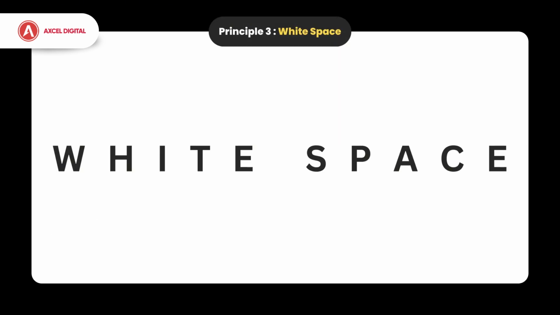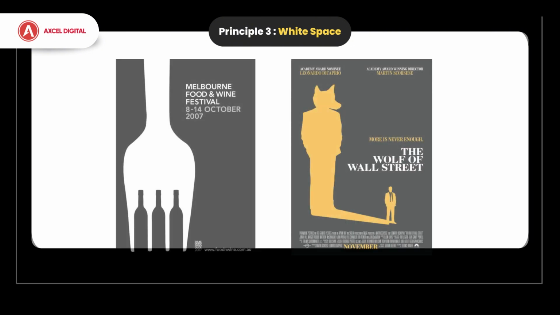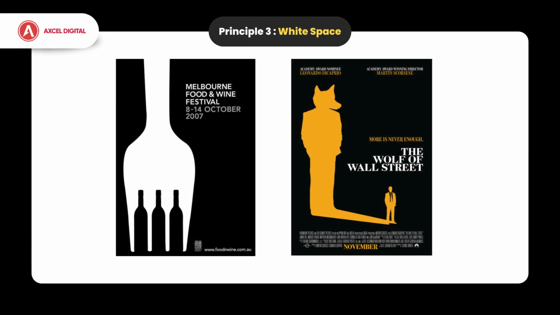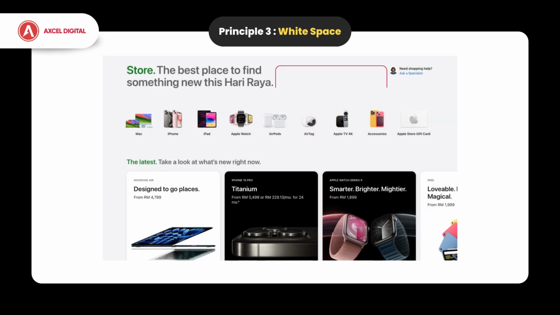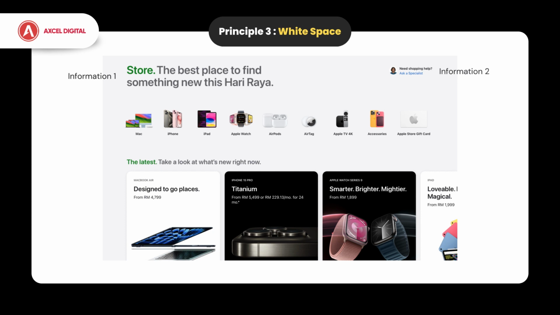White space or negative space is the unused or empty space in a design. It can help our eyes take a rest, let our designs breathe, and avoid overwhelming our viewers with too much information. By utilizing white space in a design, we can easily group information together and improve text readability.